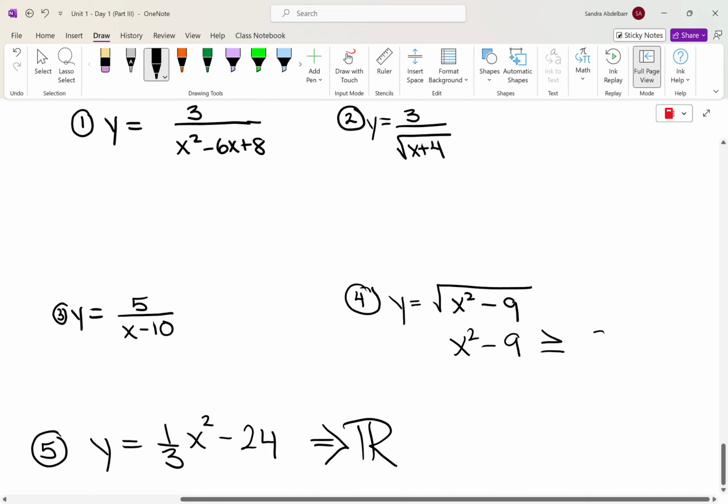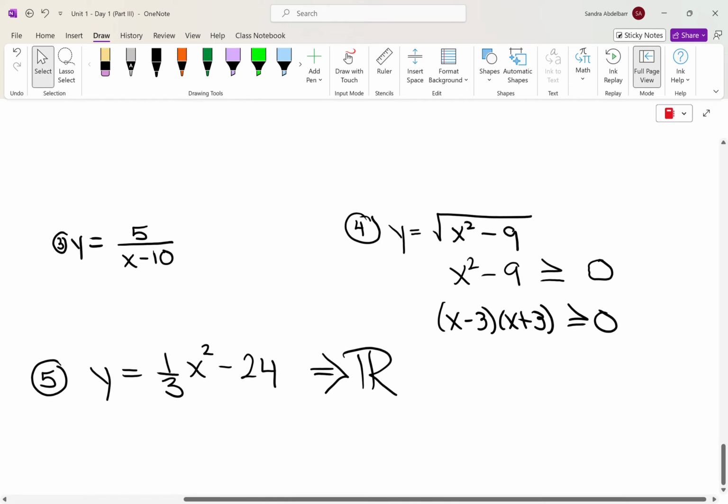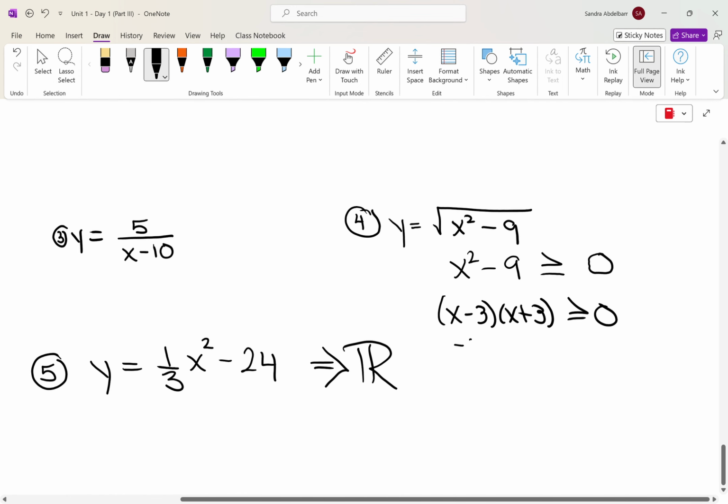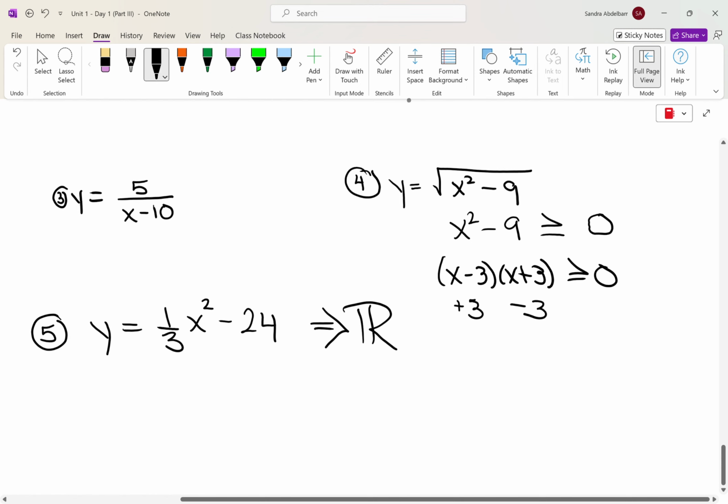For number 4, there's a radical and a quadratic underneath that radical. So we know x squared minus 9 will have to be greater than or equal to 0. When you have a quadratic and an inequality sign, what do we have to do? Test the regions. Factor, then test the regions. You got it. So this is x minus 3, x plus 3 is greater than or equal to 0.